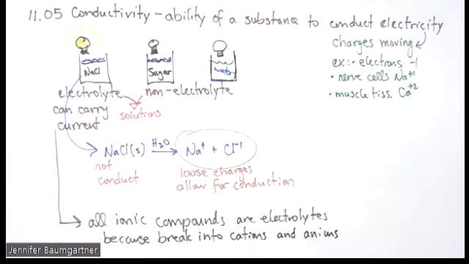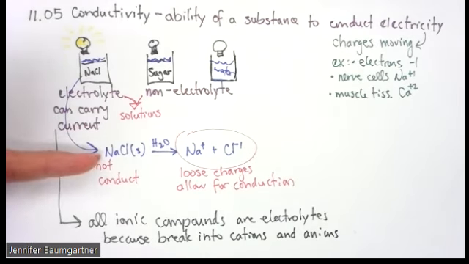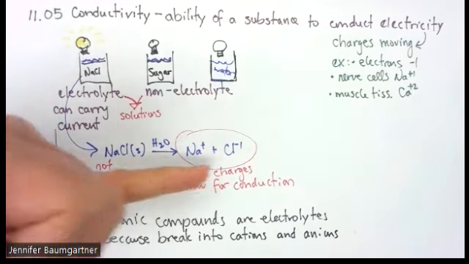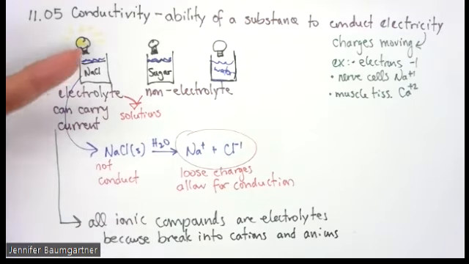So the takeaway is, let's do our takeaways here. The conductivity is the ability of a substance to conduct electricity. And we call solutions that can conduct electrolytes and solutions that can't non-electrolytes. What we see is often the solid form can't conduct, but when we break it into these loose charges and we put it in water, now it does become capable of carrying current. And so we see this for almost all ionic compounds.